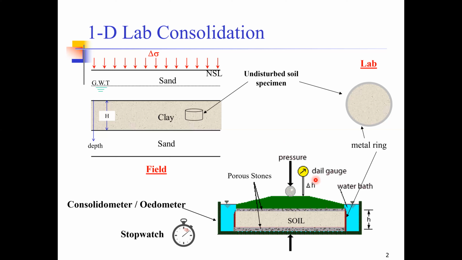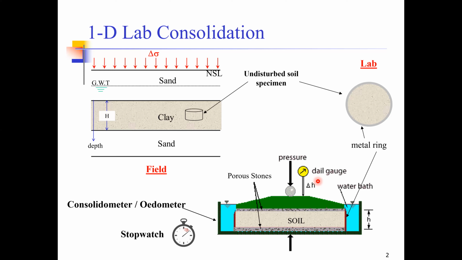After 24 hours, we apply the second loading increment, and once again we start taking the dial gauge readings at 1 minute, 2 minutes, 3 minutes, and so on up till 24 hours. In the same way, we keep on applying the loading increments and keep on taking the dial gauge readings. So this is the generalized procedure of the consolidation test.